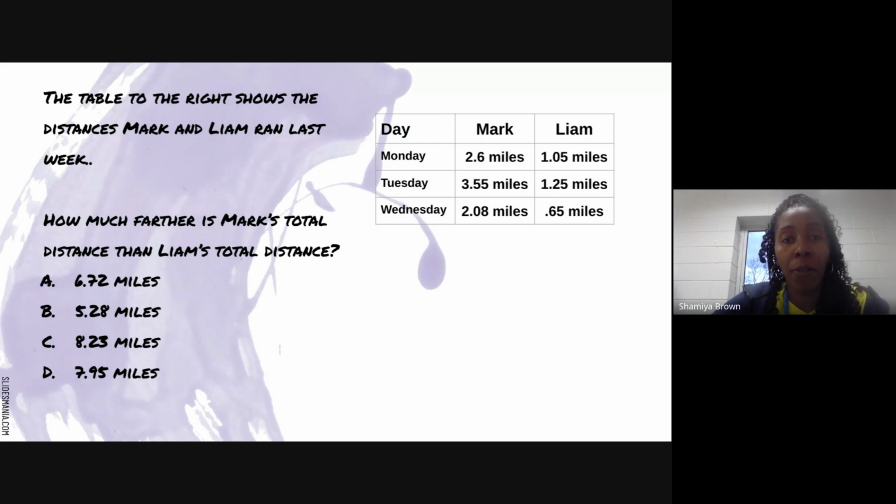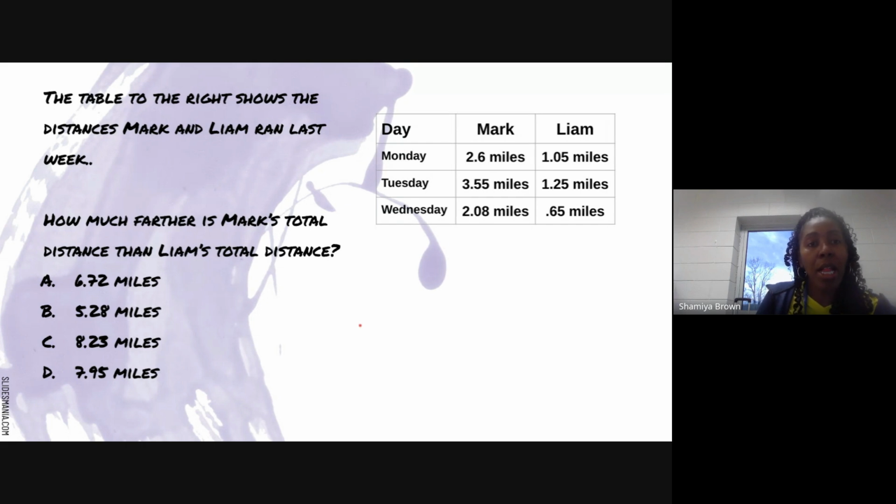So for Mark, he ran 2.6 miles on Monday, 3.55 miles on Tuesday, and then this amount on Wednesday. Then for Liam, it's the same. He ran a certain amount on Monday, Tuesday, and Wednesday. They tell me I need to see how much further Mark's total distance is from Liam's total distance, so I have to find the totals of their distances first before I can do the subtraction part. That's going to be a lot of work.